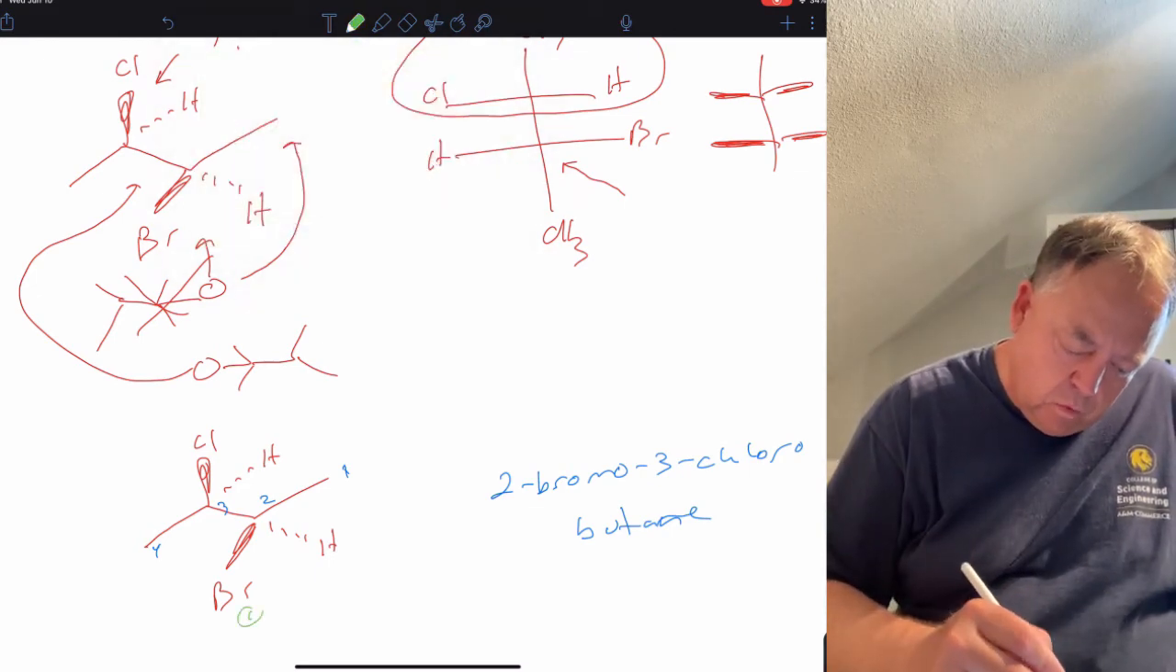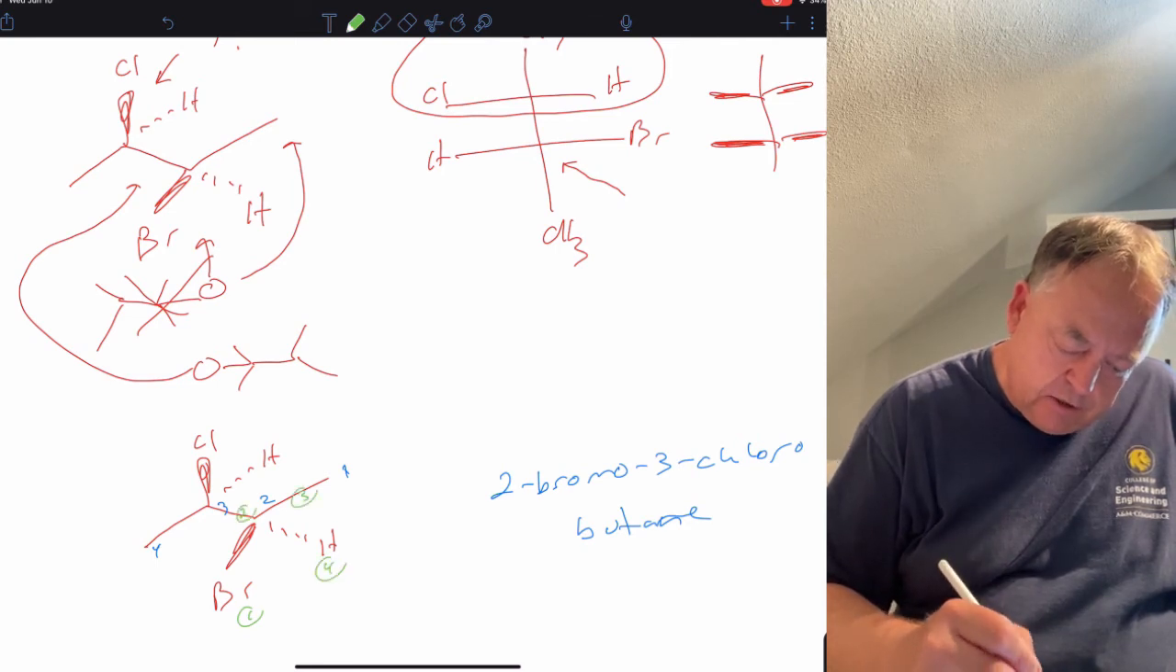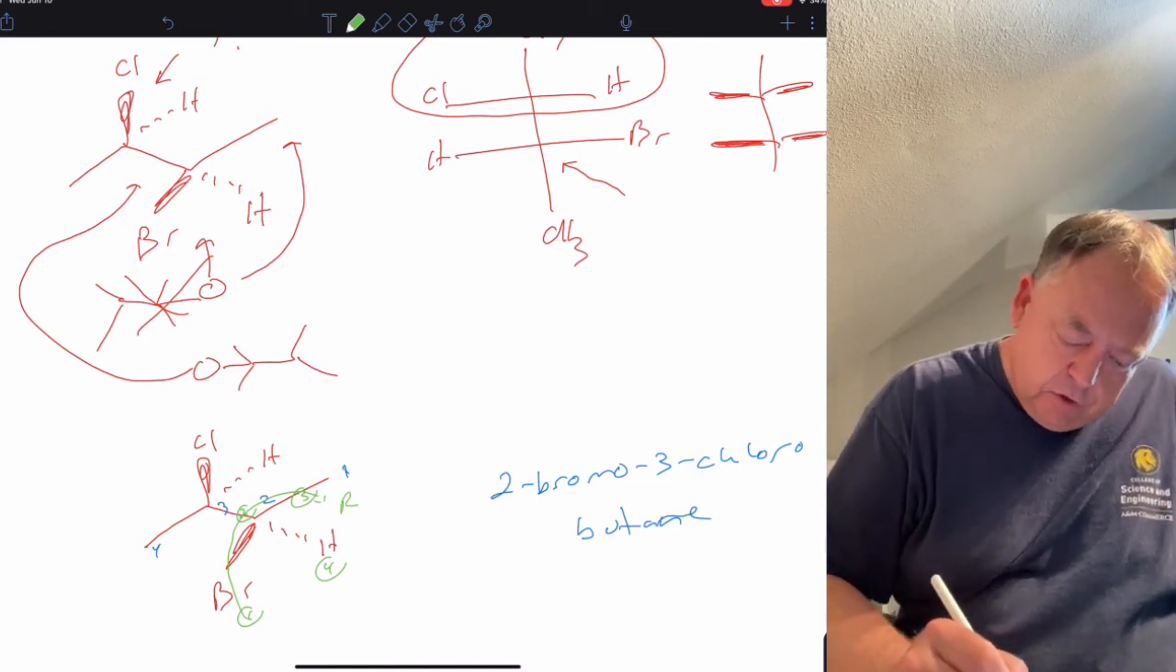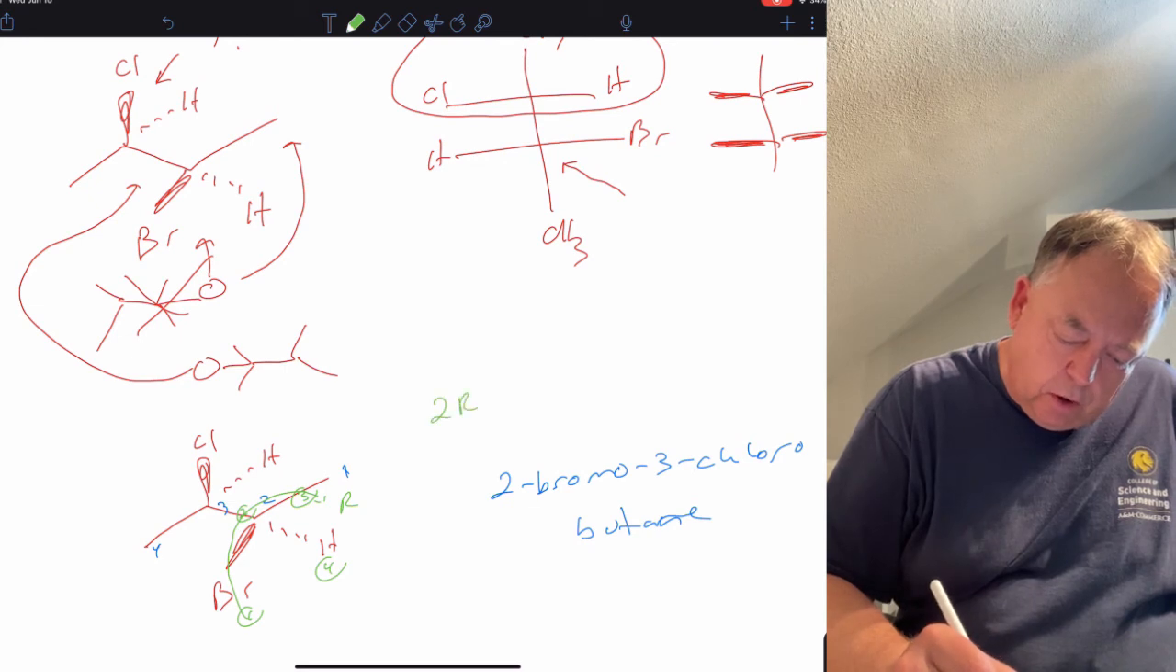Bromine's priority 1, that's number 2, methyl group is number 3, hydrogen's 4. 1 to 2 to 3 is clockwise, that's R. 4 is on the dashed line, so the arrow stays clockwise. So carbon number 2 is R, so this is 2R.